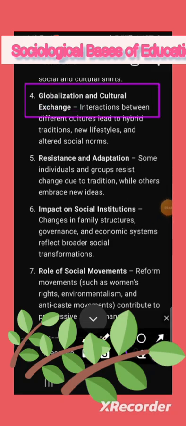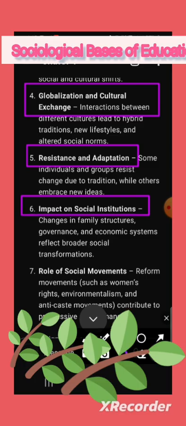Globalization and cultural exchange. Interactions between different cultures create hybrid traditions and evolving lifestyles. Resistance and adaptations. Some individuals and groups resist change due to tradition, while others embrace new ideas. Impact on social institutions. Changes in laws, governance, family structures, and work environments reflect broader societal shifts.